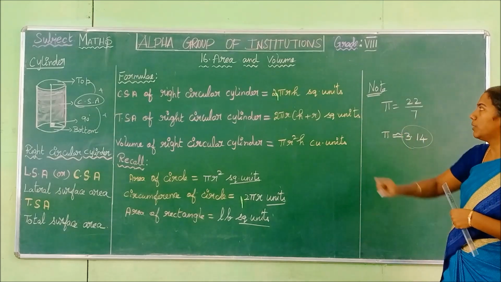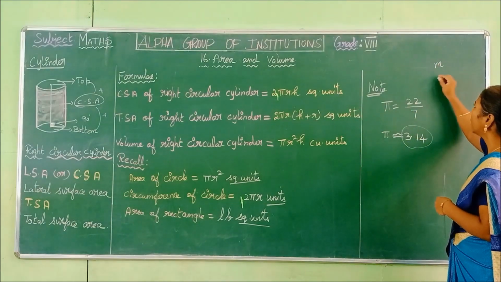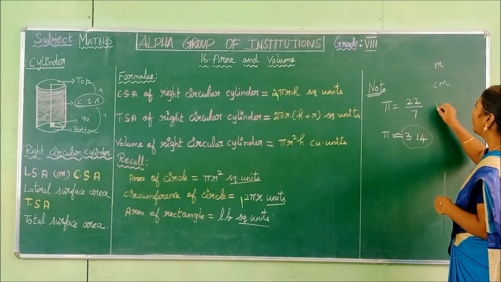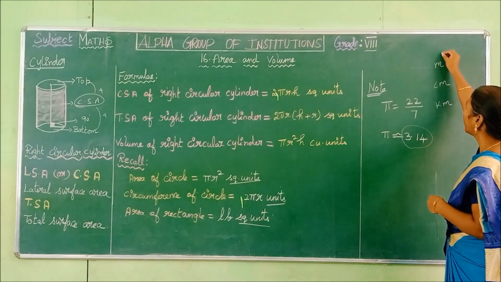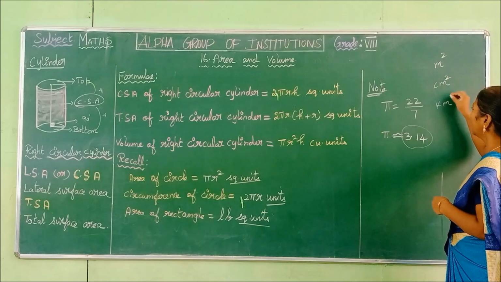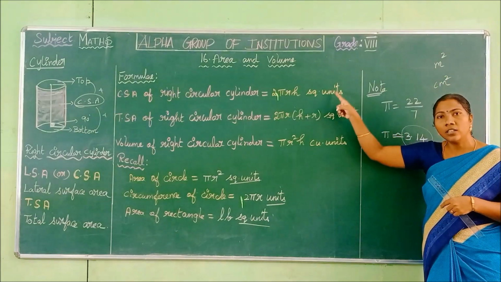Okay. Also, you must remember, children, how do you write the units? Units means you have to write meter, centimeter, kilometer, like this. Square units means you have to write meter square, centimeter square, kilometer square. That is, you have to square those units.